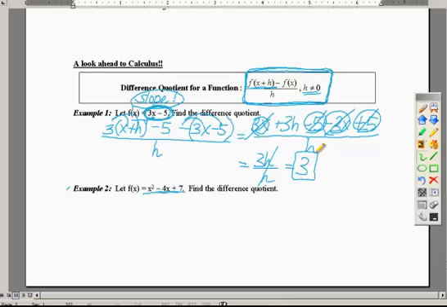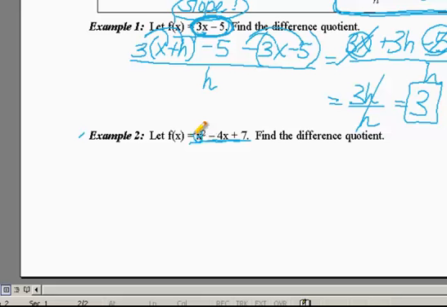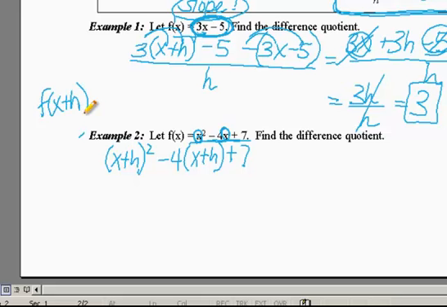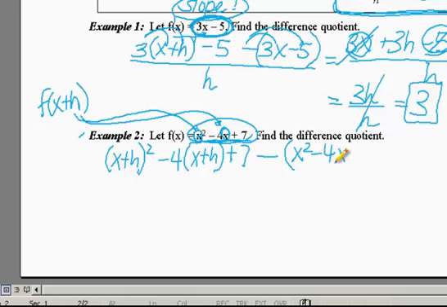So take a look. If I start with x plus h, I need to plug something in for here and here. So I have x plus h squared minus 4 times an x plus h plus 7. That is that whole idea of f of x plus h. That's what I did: for every x, I threw in this x plus h. Now I'm going to subtract my entire original equation, x squared minus 4x plus 7, and I'm going to divide it all by h.